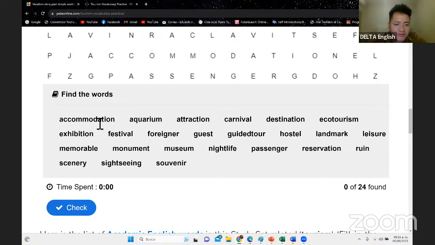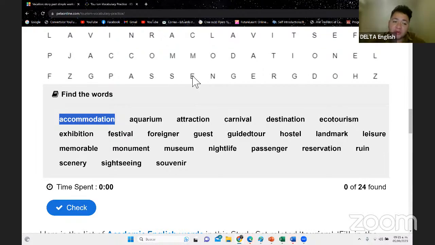Okay, so this is the first word, accommodation. What do you think, guys, means accommodation? ¿Qué quiere decir accommodation? What's the meaning of accommodation? All these vocabulary words are related to tourism. Alojamiento.